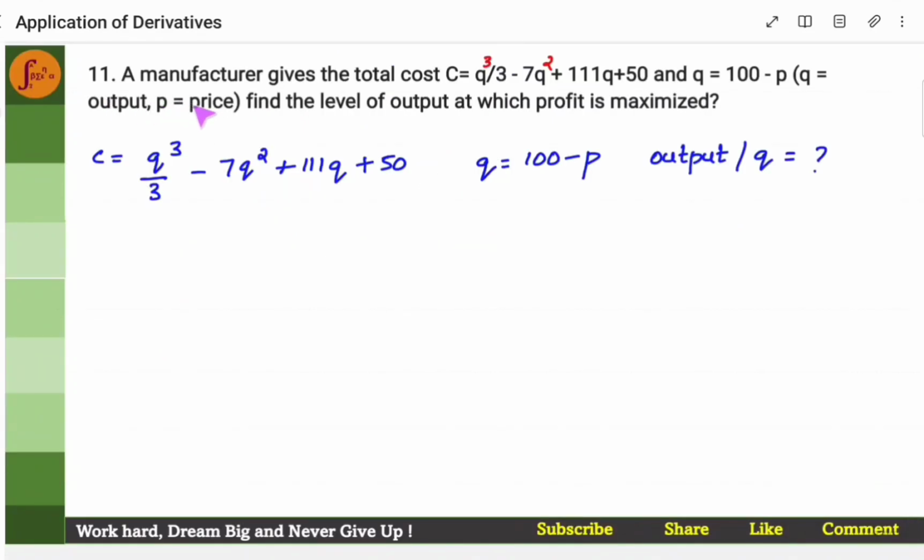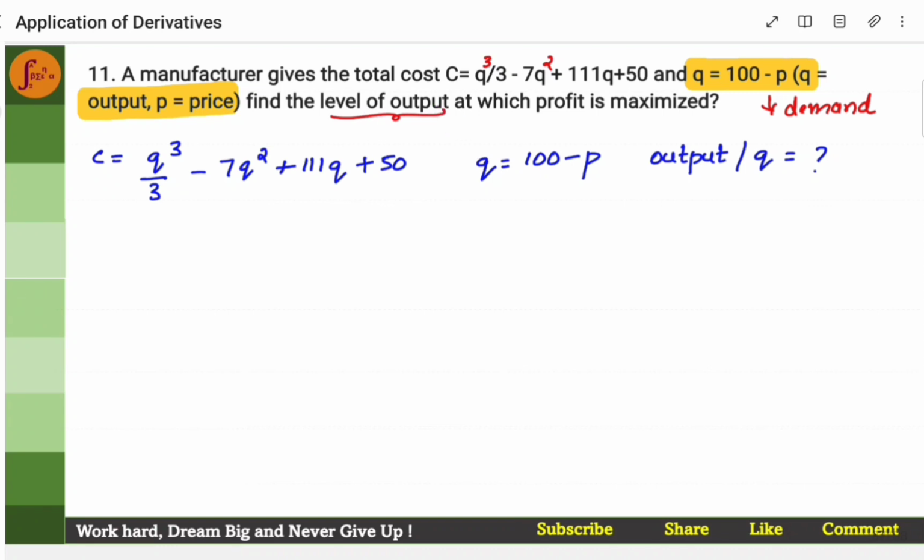Now let's take another problem. A manufacturer gives the total cost. This is a cost function and this is the demand function, right? Demand function, that is the relationship between units and price. Find the level of output at which profit is maximized.